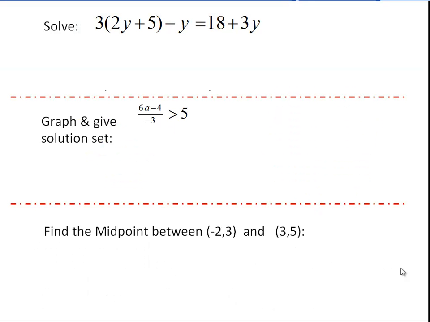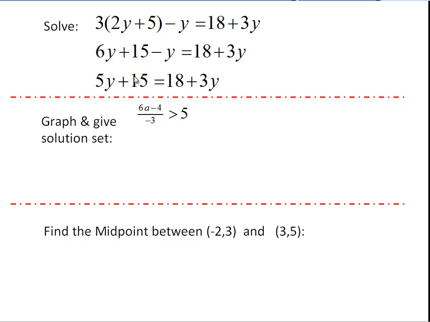Okay, we first want you to solve 3 times (2y + 5) minus y equals 18 plus 3y. If you'll distribute 3 times 2 and 3 times 5, that will give you 6y plus 15. Combine the 6y and minus y makes 5y. Subtract 15. This 15, when you subtract it, disappears. 18 minus 15 is 3. So you have 5y left. Subtract 3y gives you 2y equals 3. Divide by 2, and you get y is 3 divided by 2.